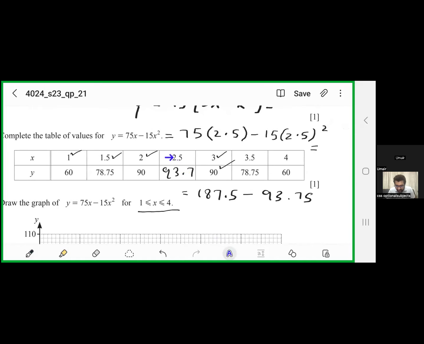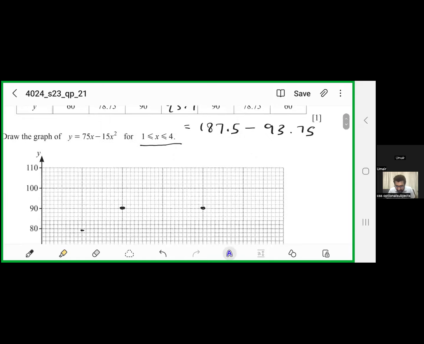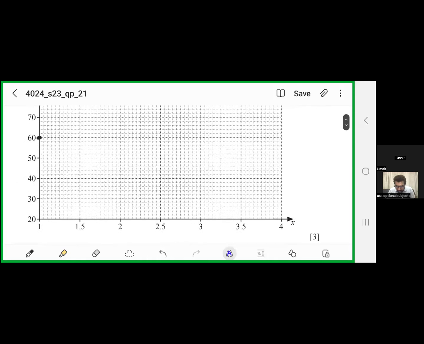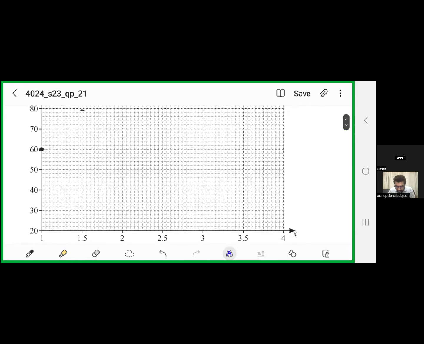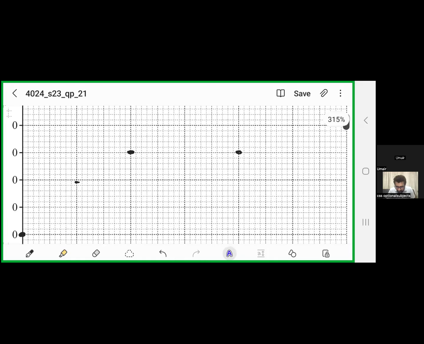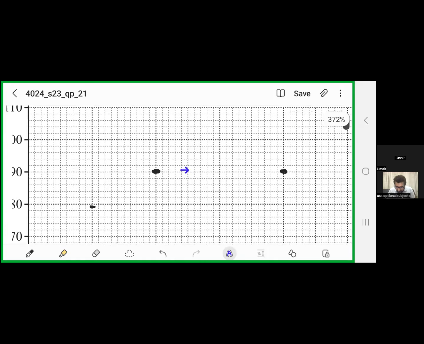We have missed this one: x equal to 2.5, y equal to 93.7. So this is 90, this is 92, as we have discussed that each division is equal to 2. This is 92, this is 94, so 93.7 will fall somewhere over here.